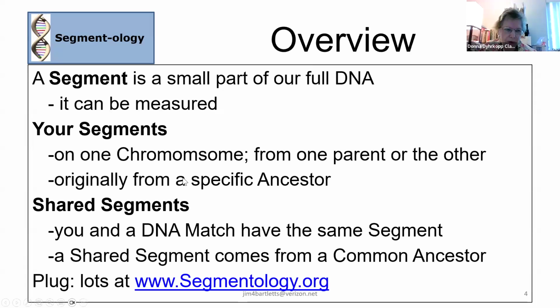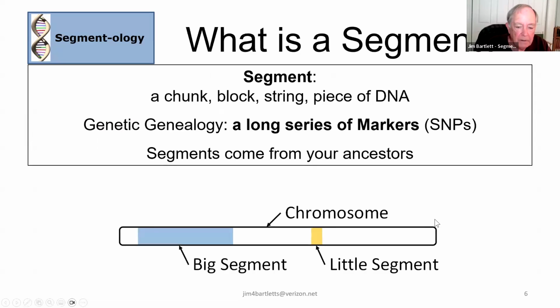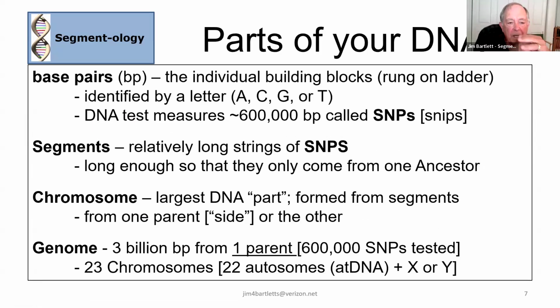Okay, so that was the overview. Let me go back down here to wherever I was. Okay, so we're going to talk about these parts of your DNA. So you have base pairs. These are the individual molecules or building blocks. When you think of the double helix and the rungs on a ladder, they're the rungs on a ladder. And they're identified by A, C, T, or G, these nucleotides.